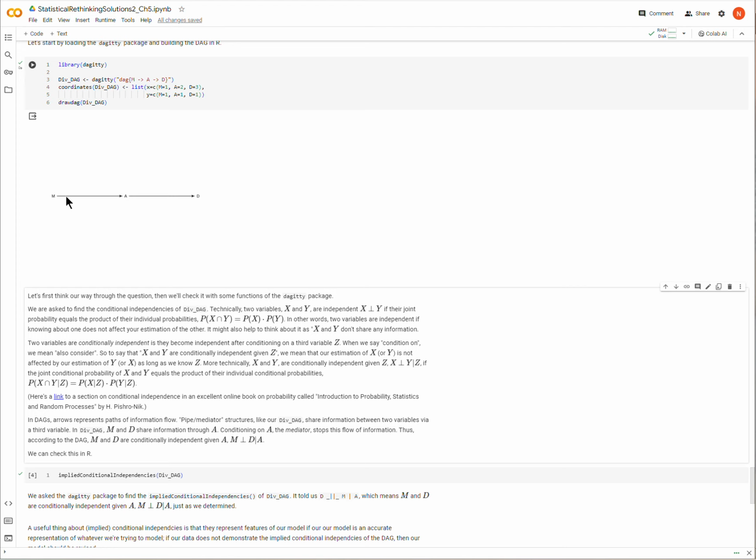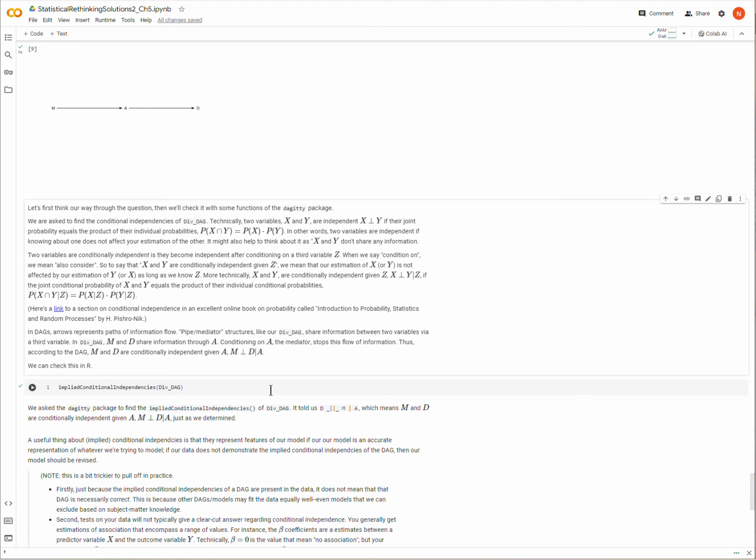A DAG is encoding information that's being shared among all of the variables. M is sharing information with A, and A is sharing some of that information again with D, and hence our DAG here. If M and D are conditionally independent, that means that by conditioning on A, I block the flow of information from M to D, in which case M and D would be conditionally independent given A. So we should predict that M and D are conditionally independent given A, according to our DAG.